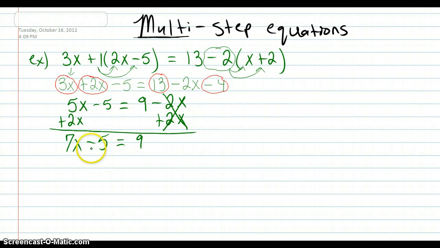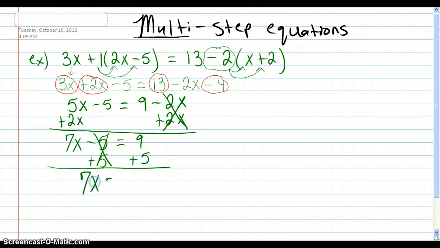Now I have a two-step equation. Now how do you get rid of a minus 5? We put plus 5. Plus 5. This goes away to 0. 7x equals 9 plus 5 is 14. Divide by 7. Remember, that's a big 1, which is just x. Divide that by 7. 14 divided by 7 is 2. X is 2.